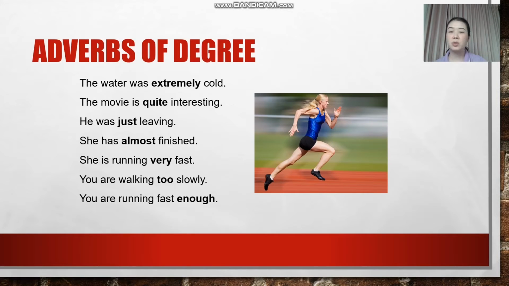Like this. The first one: The water was extremely cold. The movie is quite interesting. He was just leaving. She has almost finished. She is running very fast. You are walking too slowly and you are running fast enough.